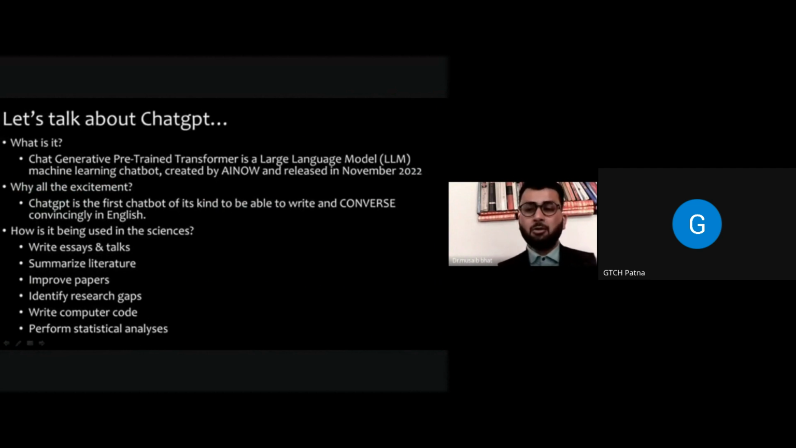So I have told you about language models, neural networks and machine learning. So it's basically one of the three. It is a large language model machine learning chatbot created by OpenAI and released in November 2022. So why all the excitement about it? Chat GPT is the first chatbot of its kind to be able to write and converse convincingly in English.